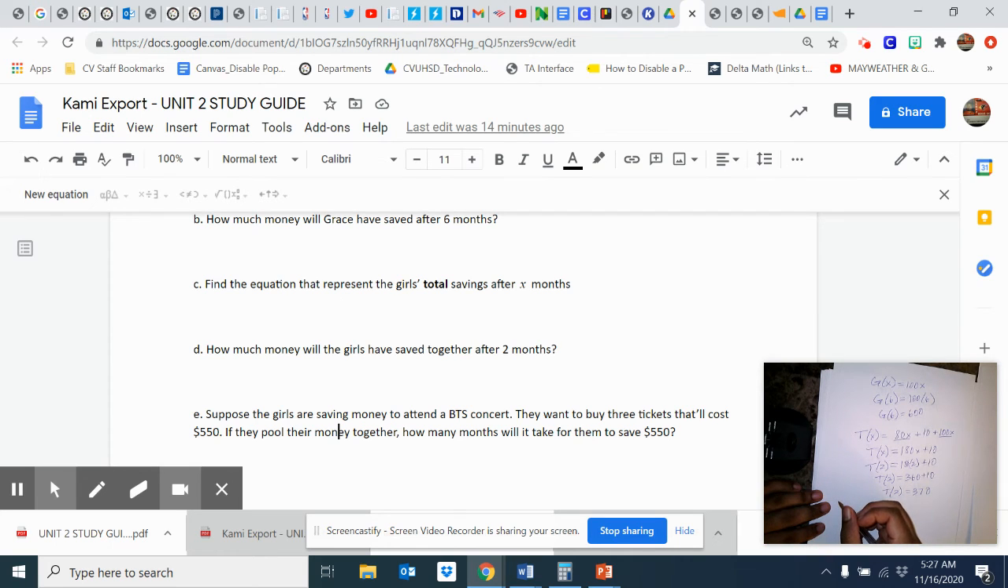Suppose the girls are saving money to attend a BTS concert. They wanted to buy 3 tickets that cost them $550. If they pool their money together, how many months will it take them to save $550? So you would put in $550 for here. I would do 180x plus 10 actually, because we want to use this equation. Subtract 10.